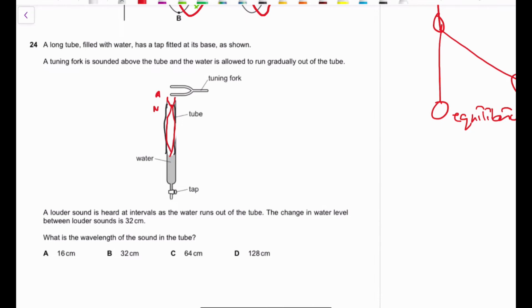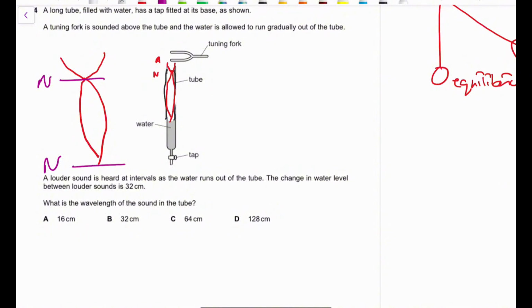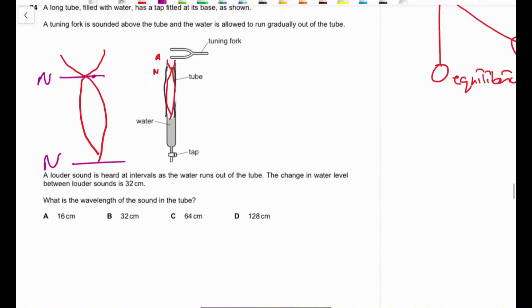So you're going to have a pattern that is more like this, something like this, where this is going to be a node and that is going to be a node. And you've been told that the change in water levels between the louder sound, so this is the change in water levels, they just call it delta D. That is the change in the water levels. And I've been told that it's going to be 32.